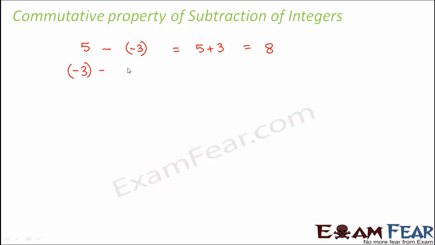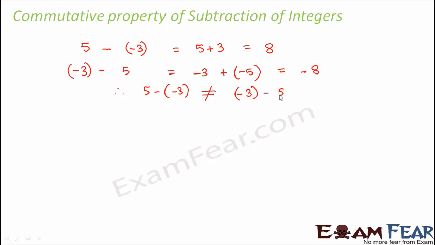Now let us say if we try to change the position of the integer. So this becomes minus 3 minus 5. So in this case what happens? You see that the order of the digits has changed and therefore your calculation has also changed, because this time you are subtracting 5 from minus 3. So this would actually mean minus 3 plus minus 5. So you are basically adding these two numbers. So this would be equal to minus 8. So what do you observe? You observe that 5 minus minus 3 is not equal to minus 3 minus 5.